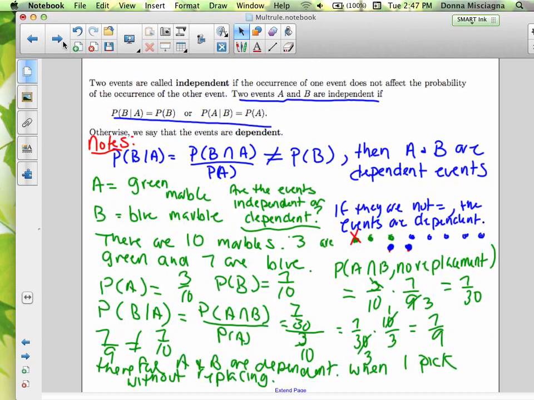So this one is completely in your notes. If the probability of B given A, so that would be the probability of B and A divided by the probability of A, is not the same as the probability of B, then A and B are dependent events. So here A is going to be green marble and B is going to be blue marble.